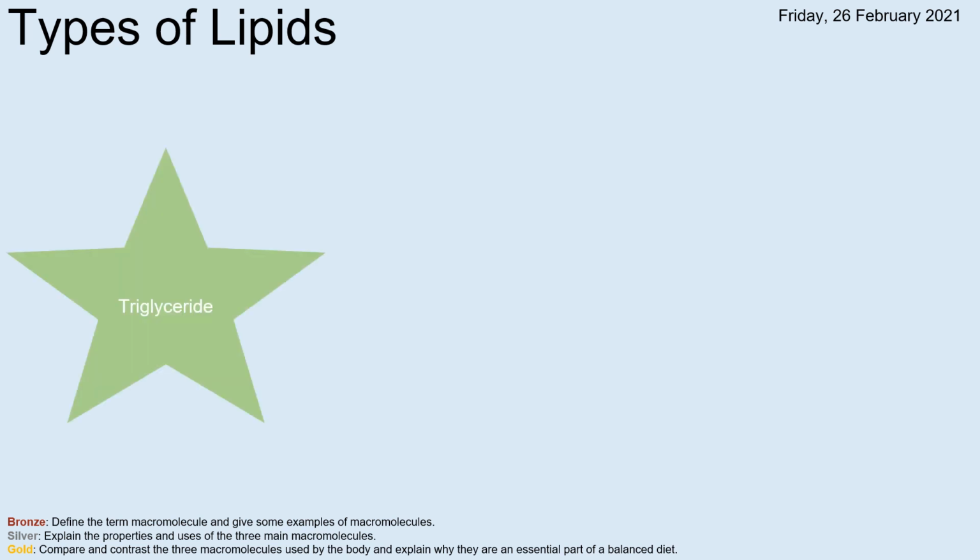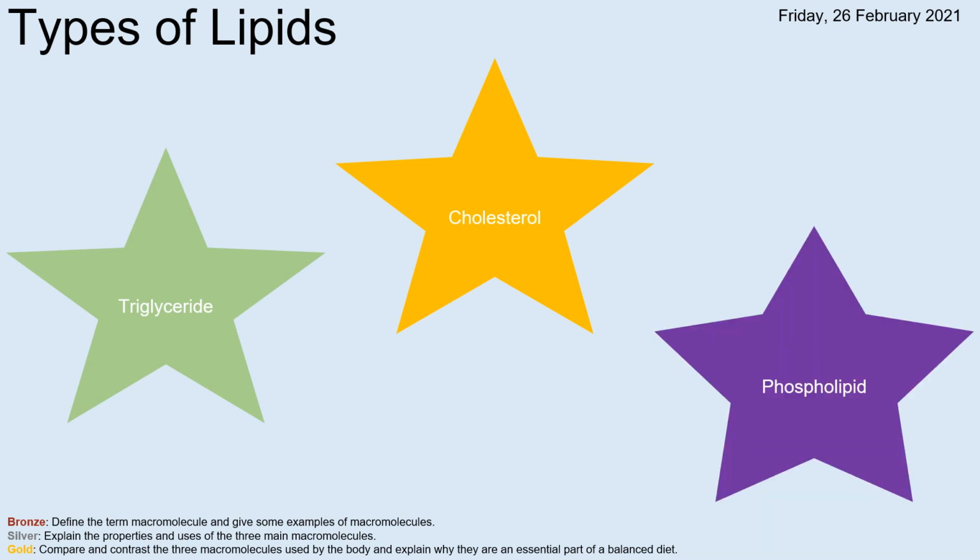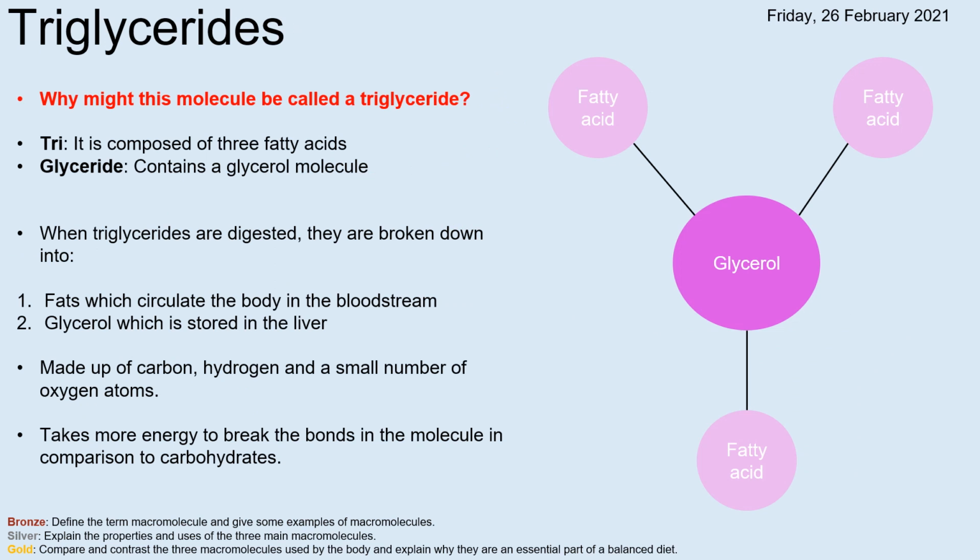So types of lipids, we have triglyceride, cholesterol, and phospholipid. So triglyceride is the main one. We'll touch on phospholipid and we will touch on cholesterol. So let's start with triglycerides. So why might this molecule be called a triglyceride? Well, if we look at it, you have a glycerol in the middle and it's surrounded by three fatty acids. So three means tri. So tri is it's composed of three fatty acids, and the glyceride means that it contains a glycerol molecule. So that is why it's called triglyceride.